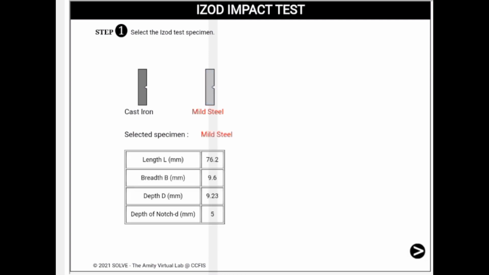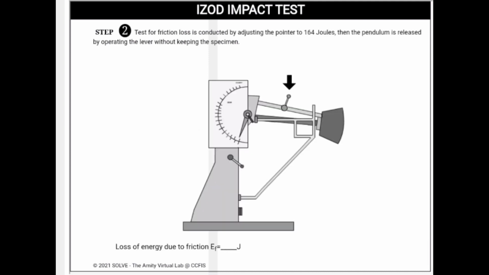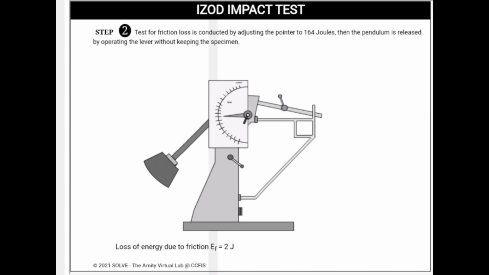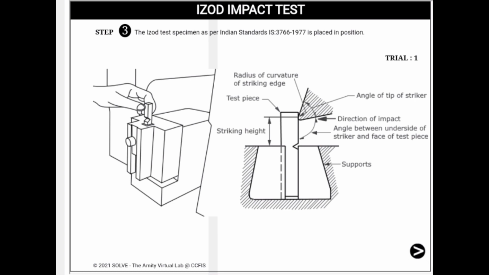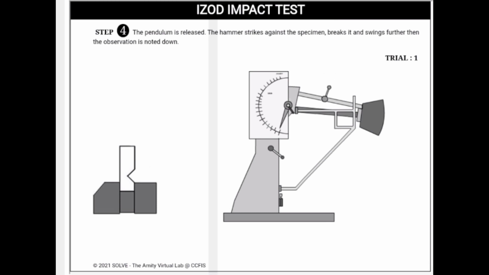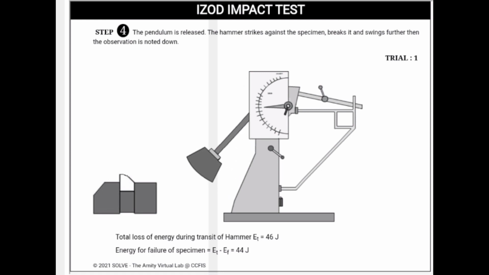So these are the length, breadth and depth of the notch. So we are going to do the same steps. First of all, we need to test the friction. The friction is 2 joule. The next step is we need to put it in the same position, in the opposite direction, sorry. So we need to release, and these are for the first trial.